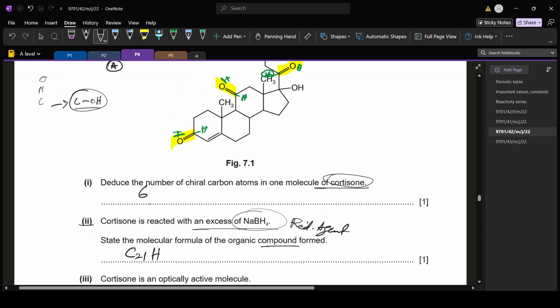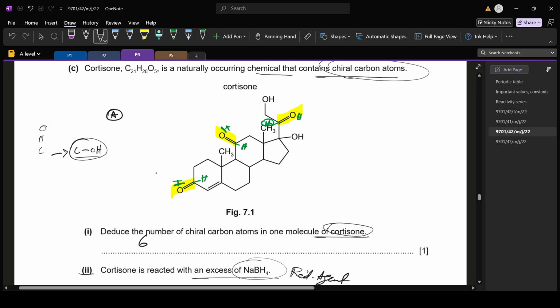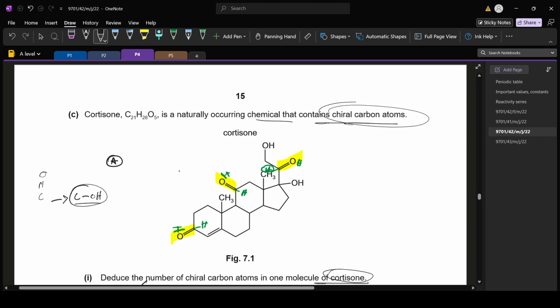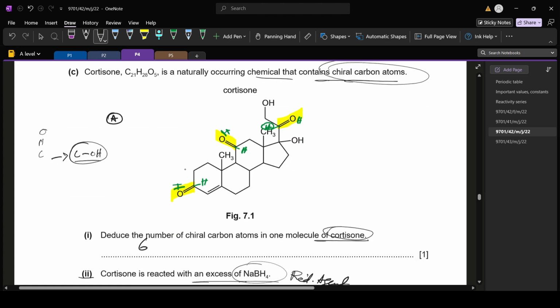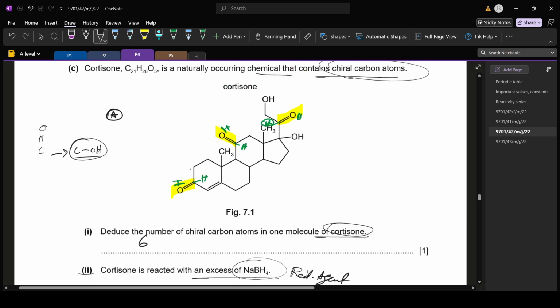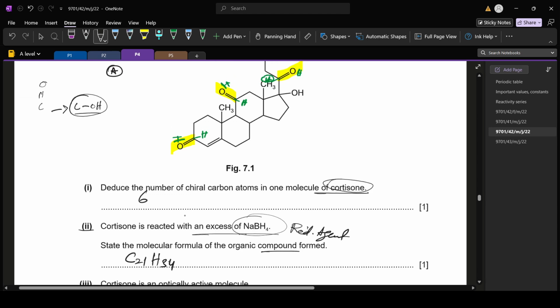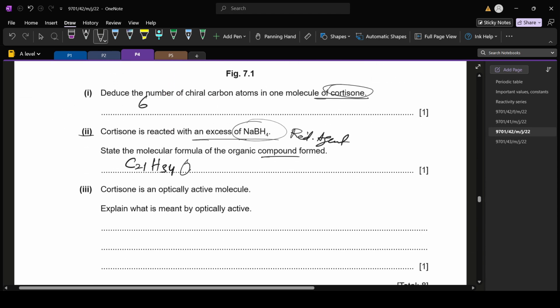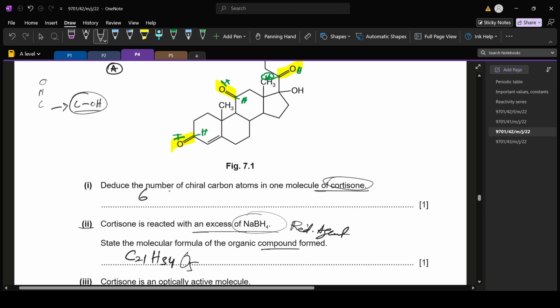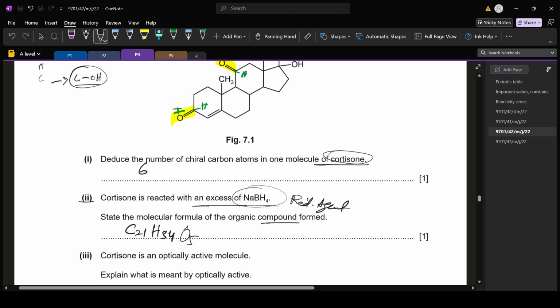Then the number of hydrogens will change. You have to calculate the number of hydrogens. You can calculate by your own. 1 2 3 4 5 6. So 6 hydrogens are added. So you have 28 plus 6, so you have 34 now. 34 hydrogen, sorry. And then you have 5 oxygen groups. So this is the molecular formula of the organic compound which will be formed.